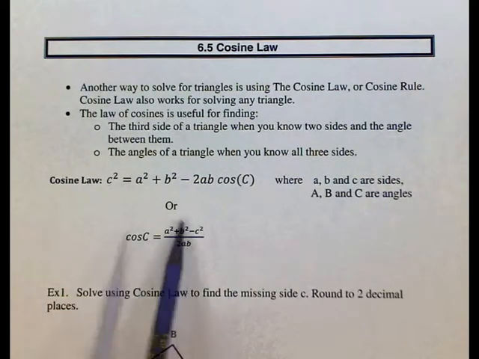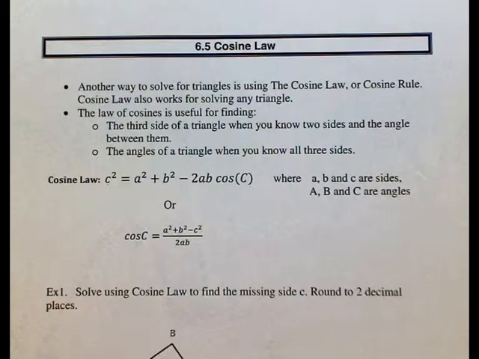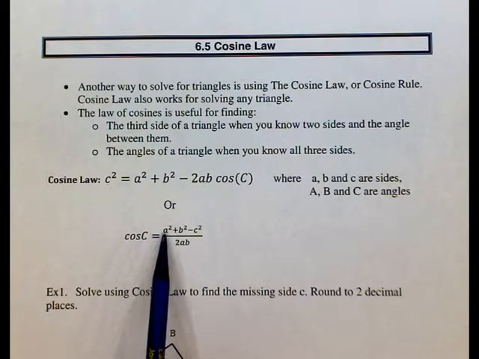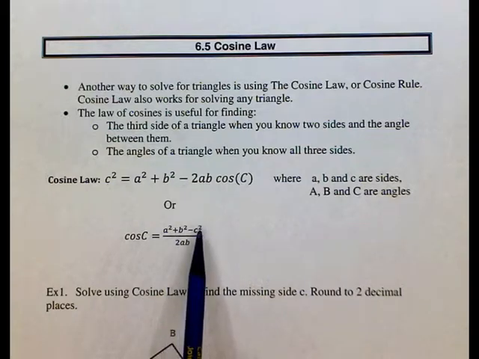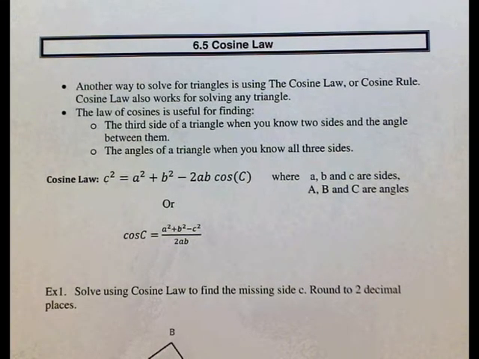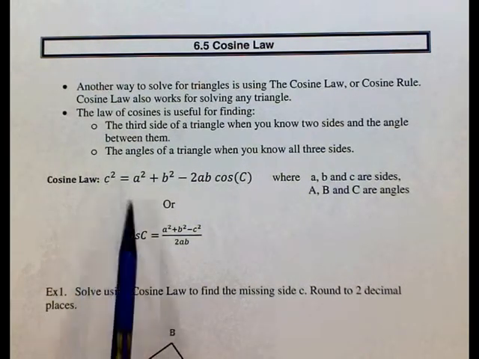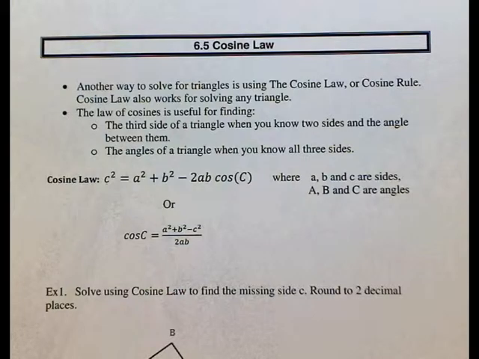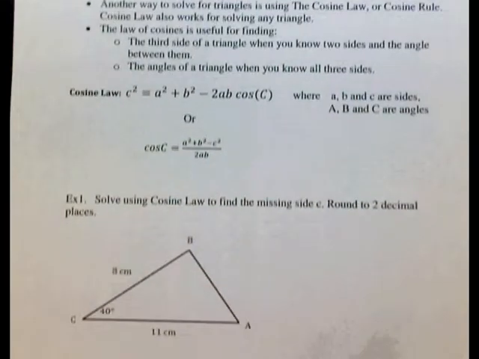The other way it's presented is if you're looking for the angle. Cos of angle c is a squared plus b squared minus c squared all over 2ab. So ask yourself, am I looking for a side or am I looking for an angle? Let's look at example 1.